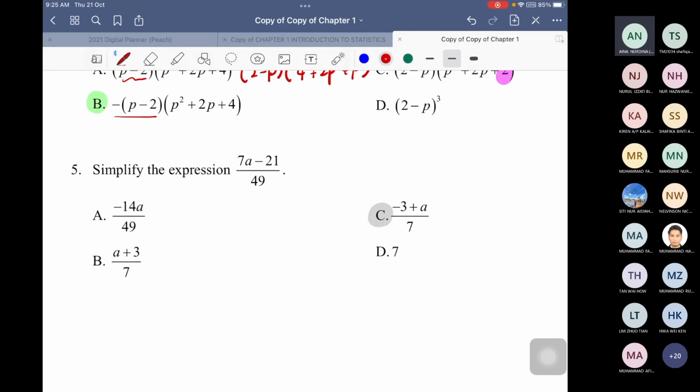So kat sini apa persamaan antara ketiga-tiga term ni? Dia kita boleh darab boleh bahagi dengan 7. Kalau I factorize 7 dekat atas ni, so dia akan jadi A tolak 3. So dekat bawah ni sebenarnya adalah 7 darab 7. So when we cancel the 7, so I akan dapat A tolak 3 per 7. So jawapan dia adalah bersamaan dengan C.